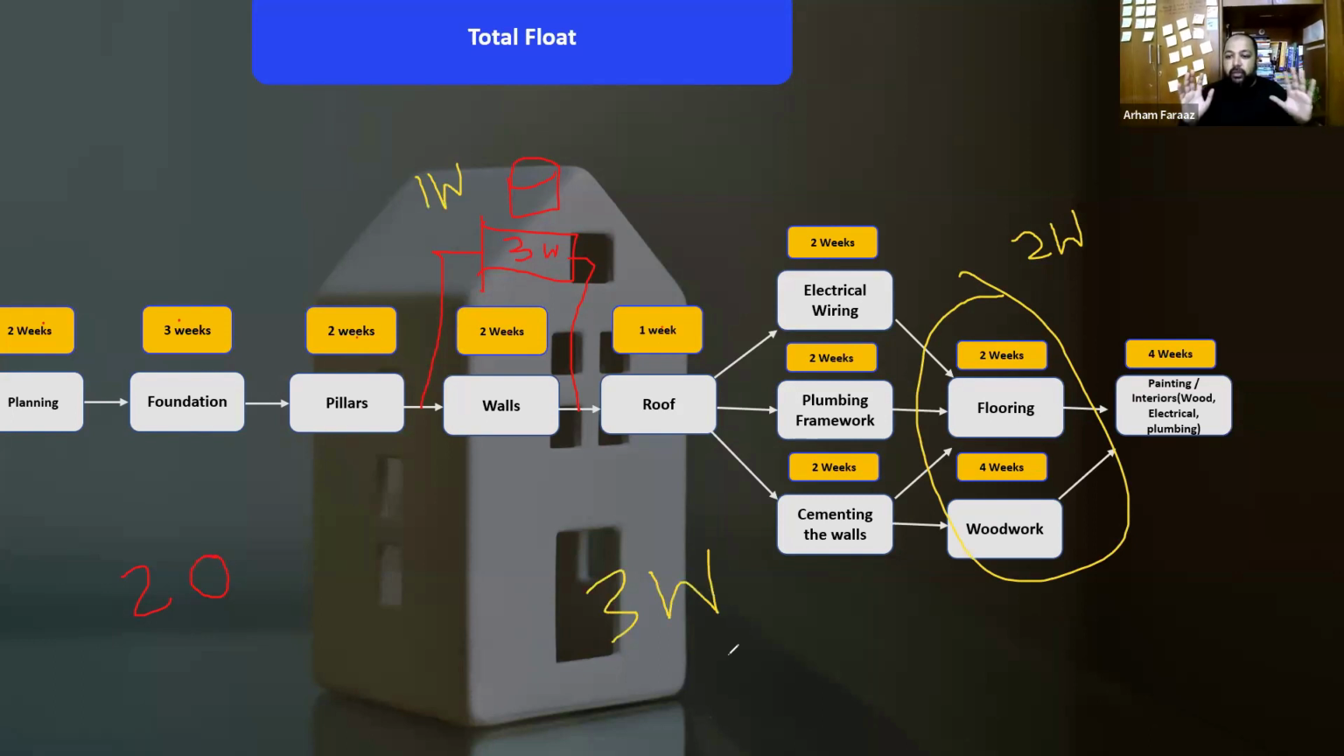Understand this concept: in the entire duration, wherever you have a breather. You've got one breather of 2 weeks over here doing flooring and woodwork. During the walls, you have one more breather of 3 weeks. But that can again change the critical path, because now it goes from 20 plus 1 more extra, so it becomes 21 weeks as the critical path now. Okay, that's how things change.